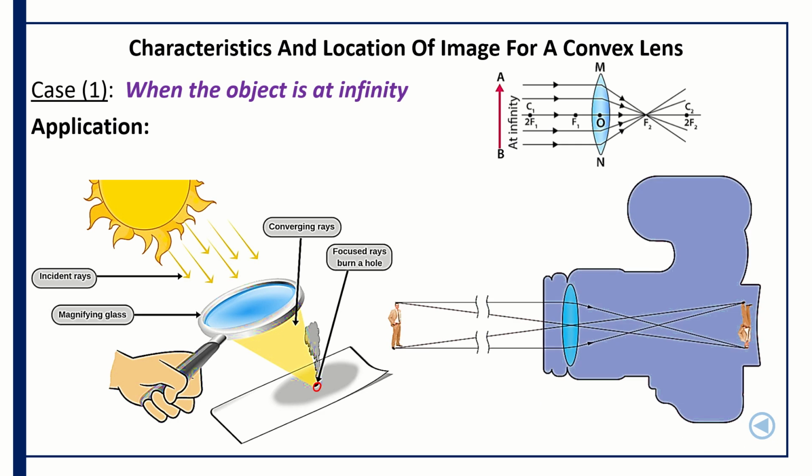Secondly, if we are using a camera or our eye lens, what happens if we are looking at a far object? We will get a real and inverted image of that object after passing through the convex lens, right? So these are the applications of keeping the object at infinity in front of a convex lens.